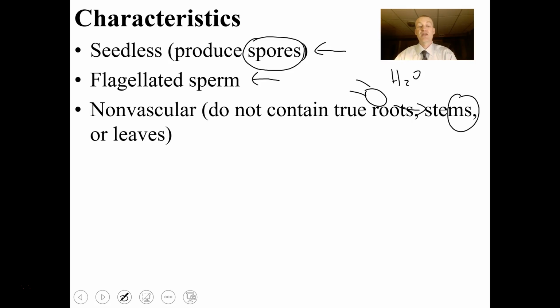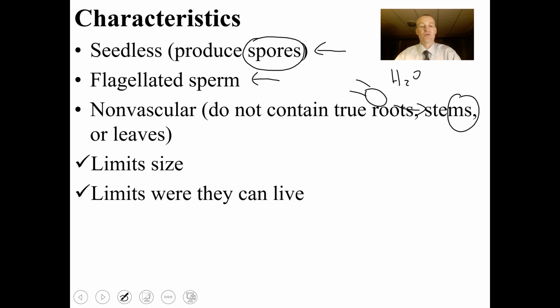So these bryophytes are non-vascular. They do not contain vascular tissue. Therefore, by definition, they don't contain roots, stems, or leaves. They have root-like structures, stem-like structures, and leaf-like structures, but they don't actually have true roots, stems, or leaves. Now, because of these characteristics that they have, the flagellated sperm and being non-vascular, this limits their size, so they're relatively small. If you walk around your yard or around a stream, you'll see all kinds of bryophytes, but they're not going to be huge, not like a tree or a flower or something of that nature.